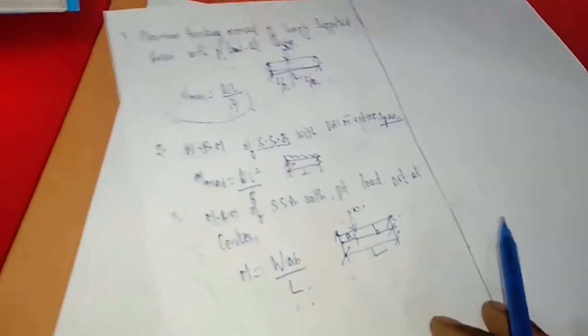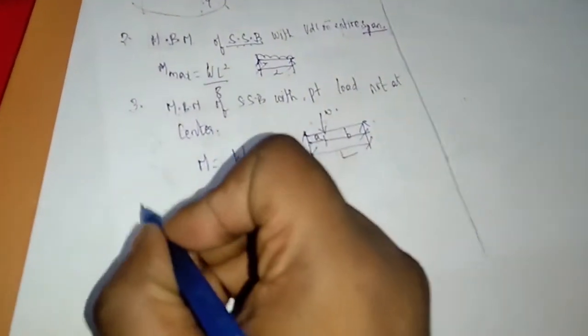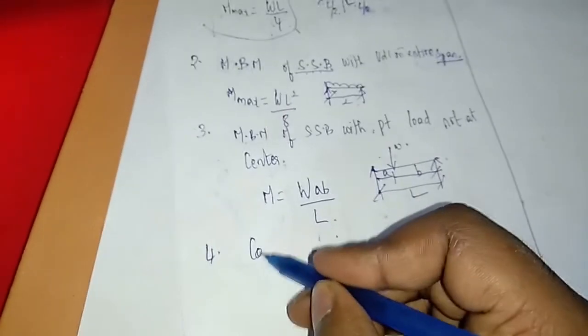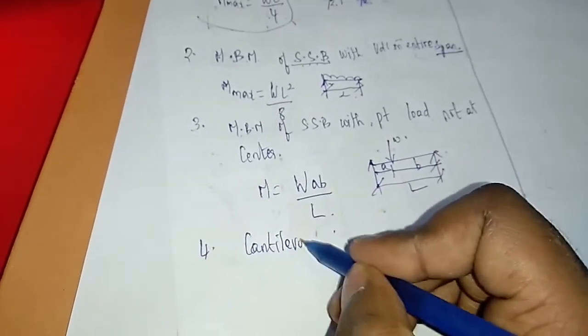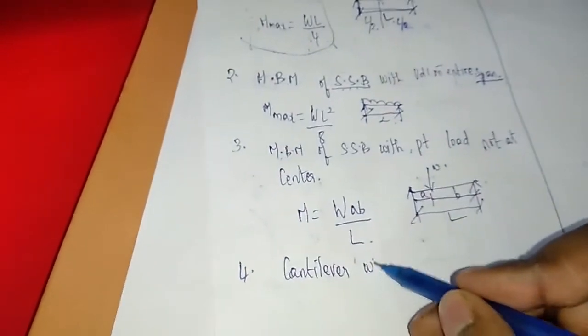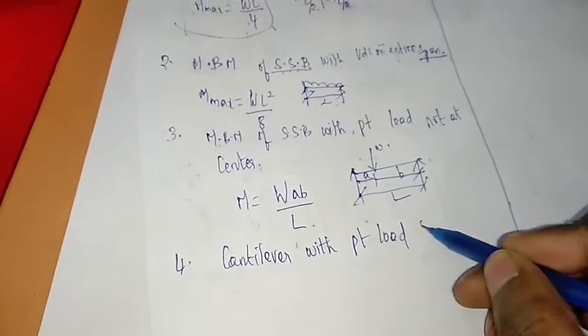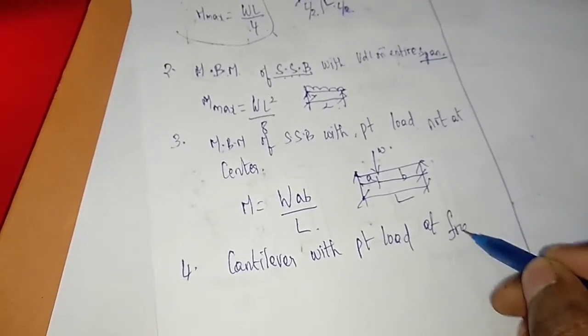Next we are going for cantilever beam. Okay, fourth one is cantilever beam, cantilever with point load at free end.